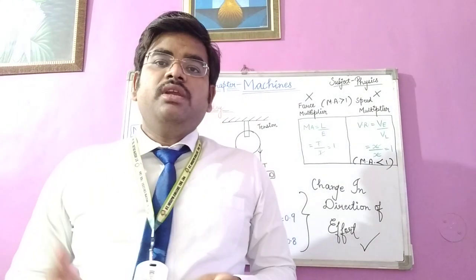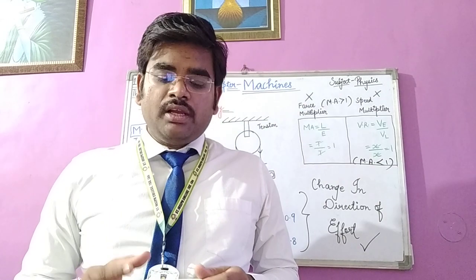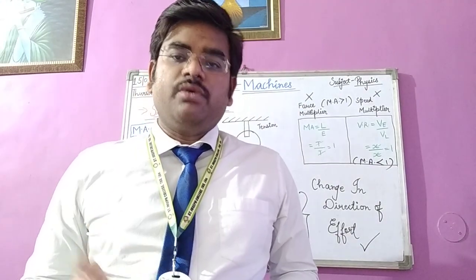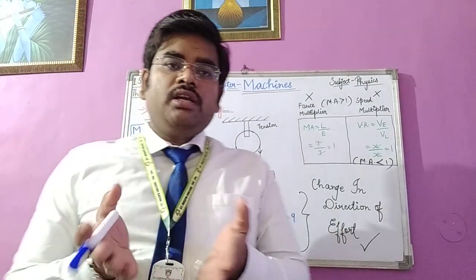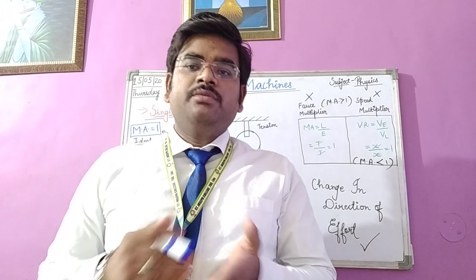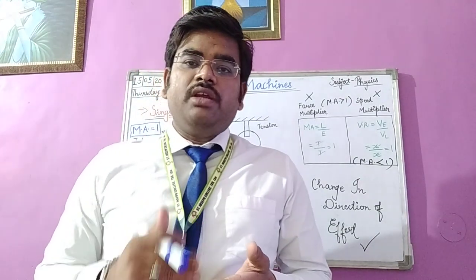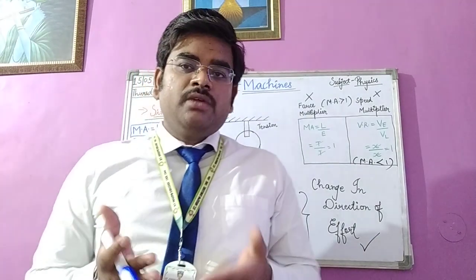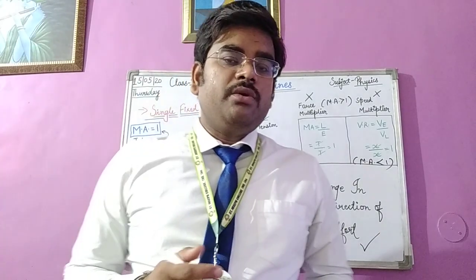So class, a pulley is a kind of simple machine that consists of a rope and a wheel and is used to change the direction of the effort or force. Today I am going to explain the single fixed pulley to you. A pulley has three types: a single fixed pulley, a single movable pulley, and a block and tackle system. First of all, I have to explain the single fixed pulley today.